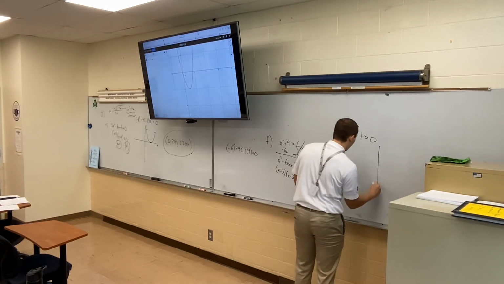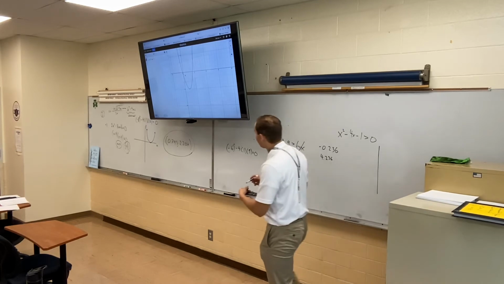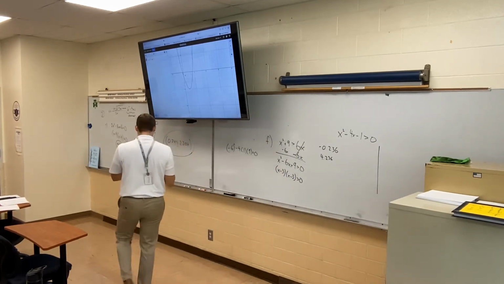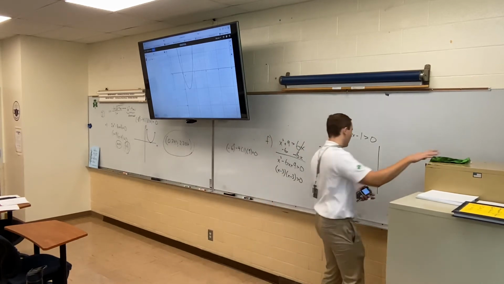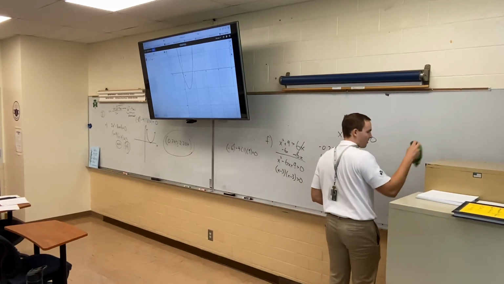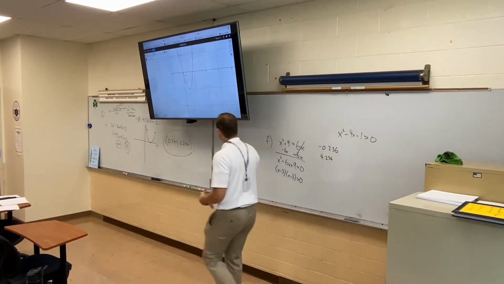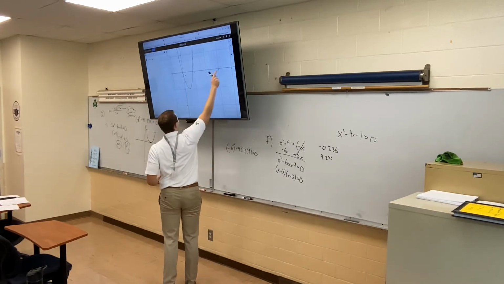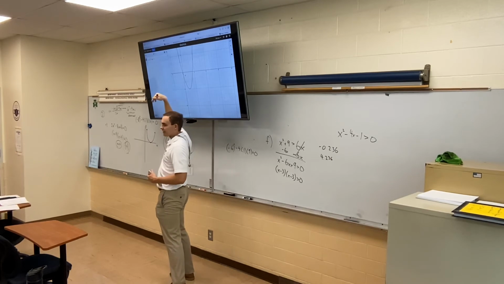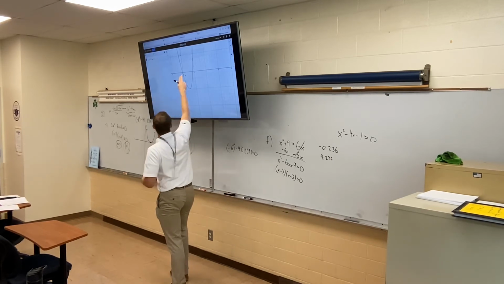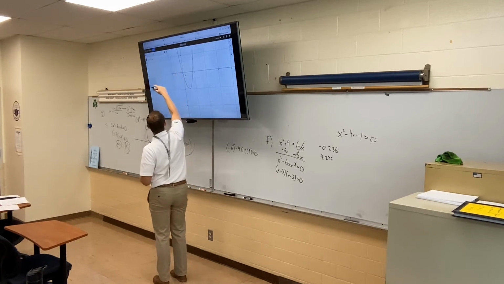All right, so I want, what's my inequality symbol say? It's a greater than, right? And it's just a greater than. So I want to show you the parts of the x-axis where the graph is above or below the horizontal axis. Above, yeah. I want everything where the graph is above the x-axis. So what is that?